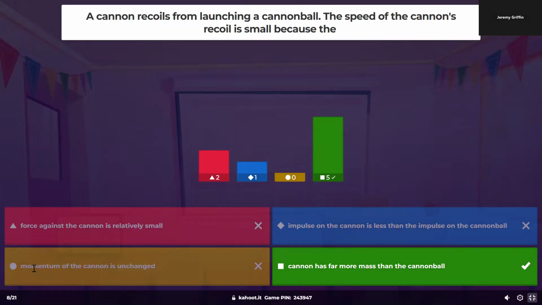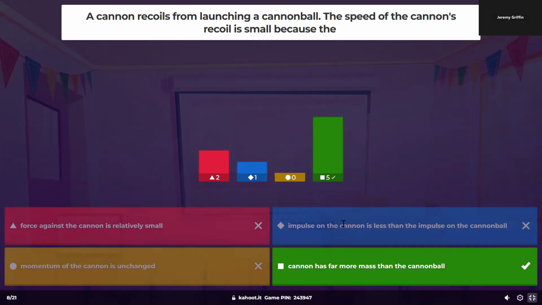All right, so nobody picked this one. The momentum of the cannon is unchanged. Okay, so that wouldn't be true, right? Because it does have a force for some time interval. There is an impulse on it. The force against the cannon is relatively small. Well, the force is the same in magnitude as against the cannonball. Remember, from Newton's third law, the forces have to be the same. So it's not that there's a small force necessarily.